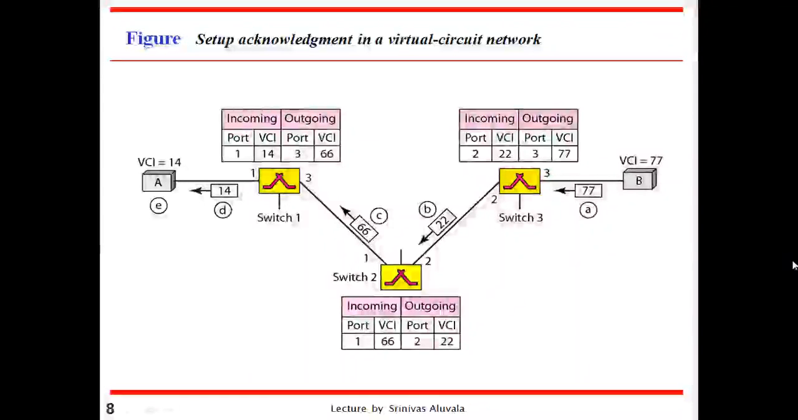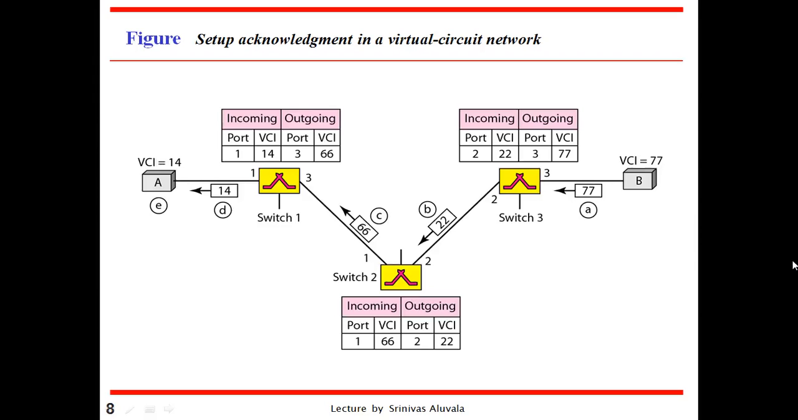Acknowledgement. A special frame called the acknowledgement frame completes the entries in the switching tables. Now looking at the setup acknowledgement in the virtual circuit, the destination sends an acknowledgement to switch 3. The acknowledgement carries the global source and destination addresses, so the switch knows which entry in the table is to be completed. The frame also carries VCI 77 chosen by the destination as the incoming VCI for frames from A. Switch 3 uses this VCI to complete the outgoing VCI column for this entry. Note that 77 is the incoming VCI for destination B, but the outgoing VCI for switch 3.